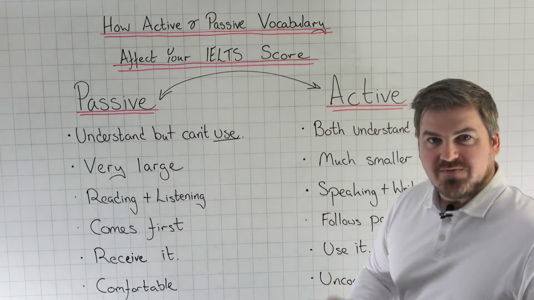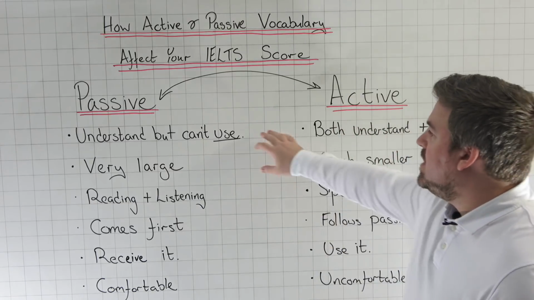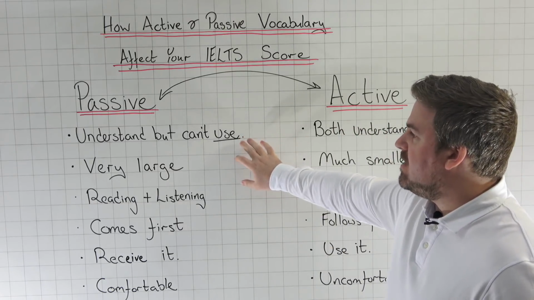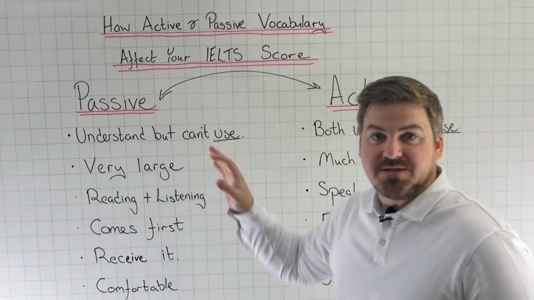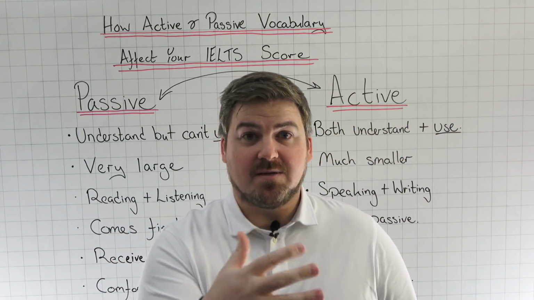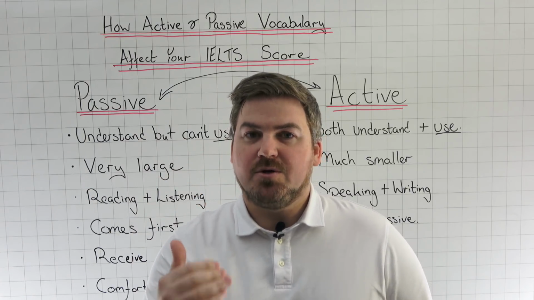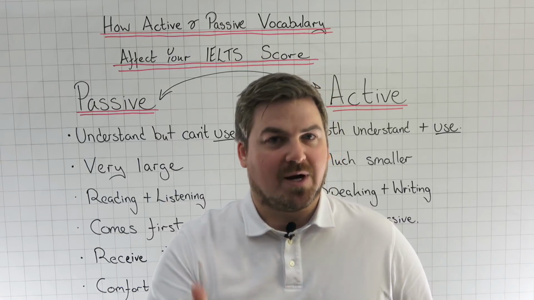All right, so let me first explain the difference. What do these actually mean? So your passive vocabulary are words that you understand but you can't yet use. So if you see them in a book or you hear them, you understand what they mean, but you can't use them when you're writing or you're speaking.